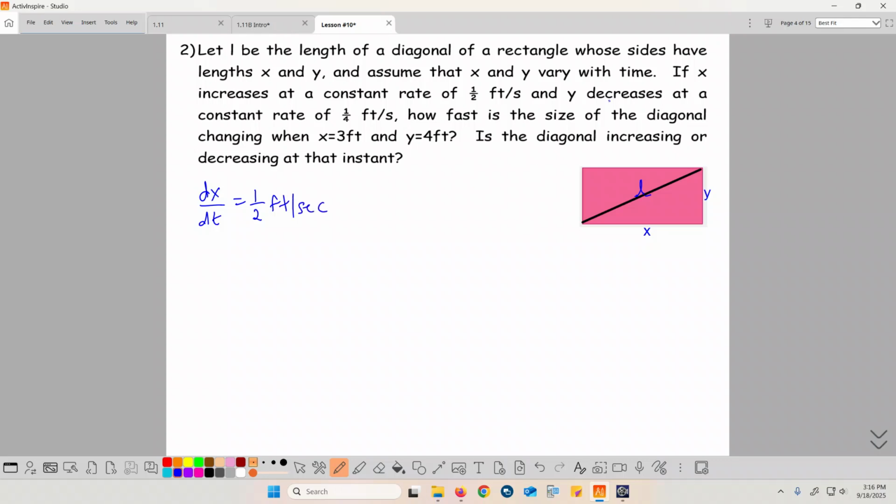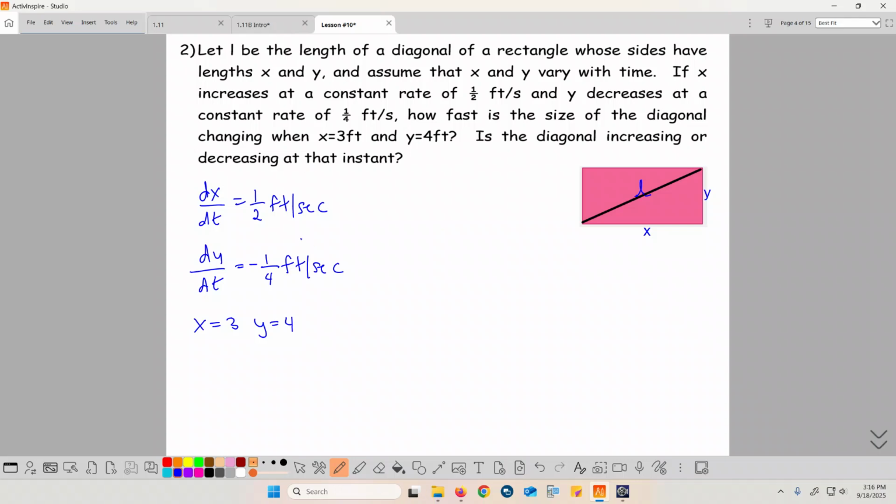And y is decreasing at a constant rate of 1/4 foot per second. So let me put dy/dt, and that's decreasing. That would be minus 1/4 feet per second. Okay, how fast is the size of the diagonal changing when x is 3 and when y is 4? Is this diagonal increasing or decreasing at that instant?